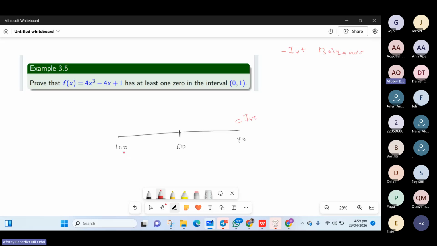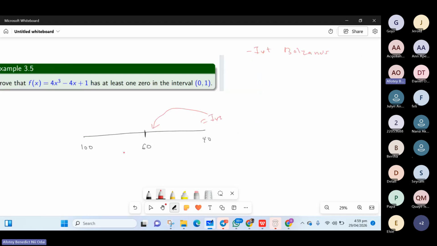So there will be a value in between the 2 extremes. Now, Bolzano's theorem is a type of IVT. It's a specific case of the IVT that says that if you have a part at 100 degrees Celsius and a part at negative 100 degrees Celsius, there will be a part where the temperature will be at 0 degrees Celsius.